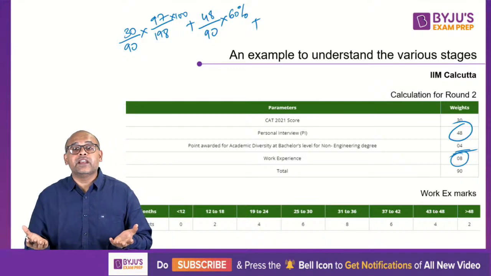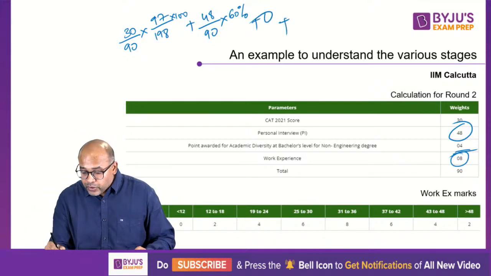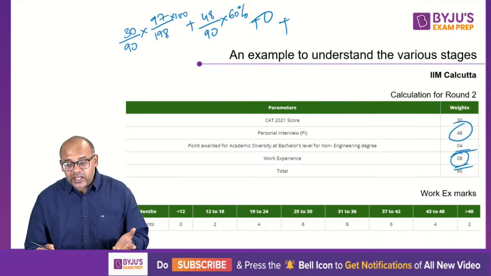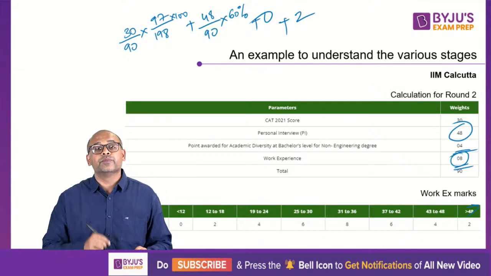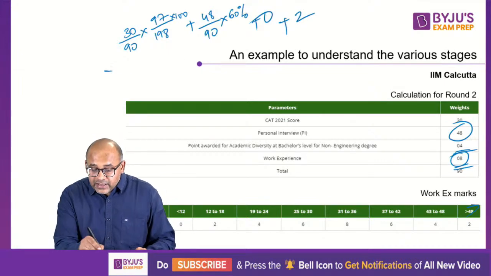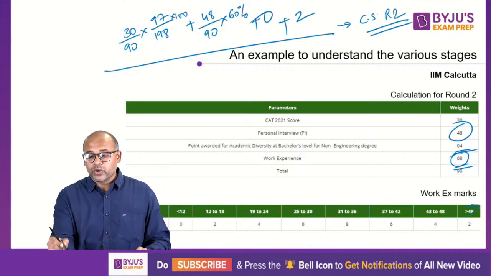Now straight away, here are points. Am I from an engineering degree? Yes, unfortunately for me it is 0. Then they'll look at work experience. What is my work experience? If I apply right now, I'll be above 48 months, so I'll get only 2. And then this will be called my composite score for round 2.